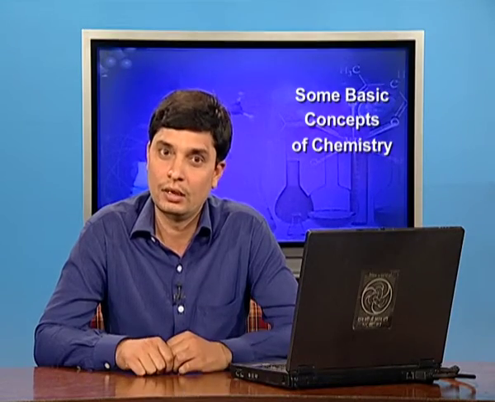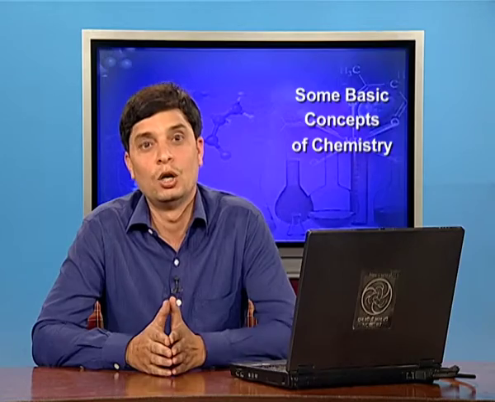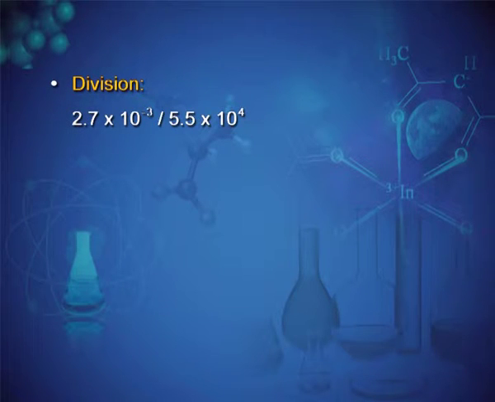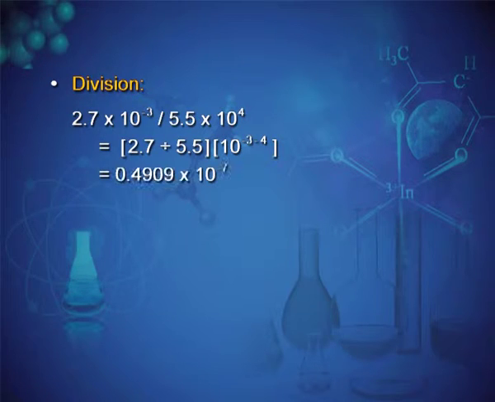In division, suppose we have to divide 2.7 into 10 to the power minus 3 by 5.5 into 10 to the power 4. The solution will be 2.7 divided by 5.5, and 10 to the power minus 3 minus 4. So the answer will be 0.4909 into 10 to the power minus 7.